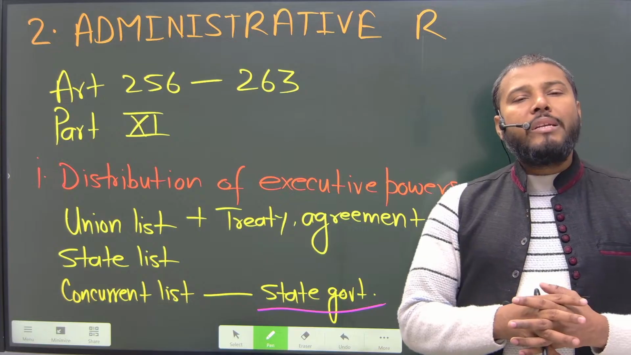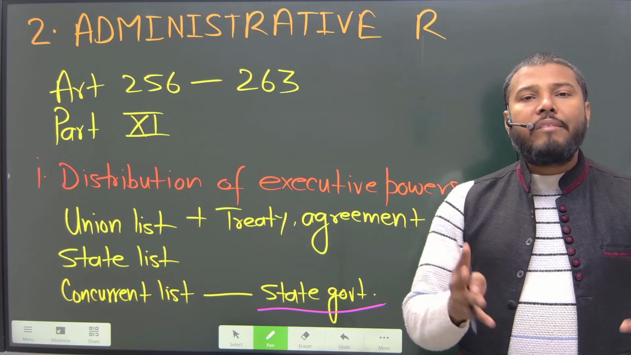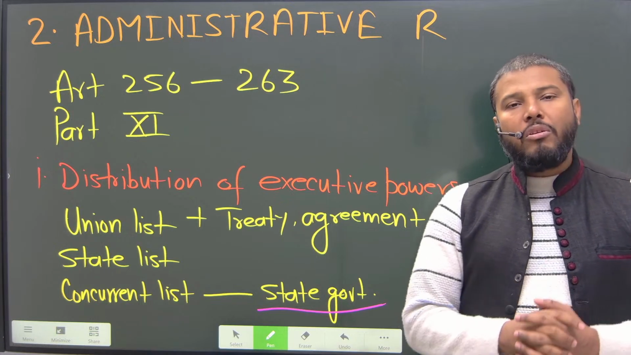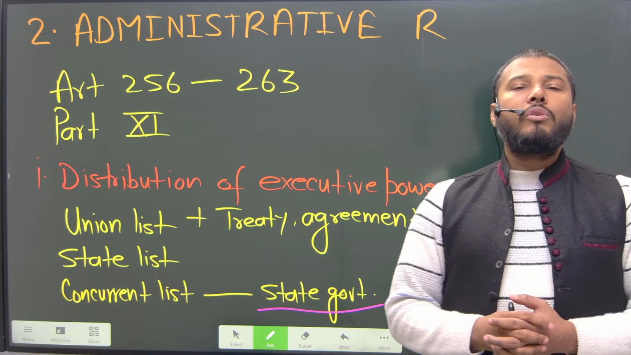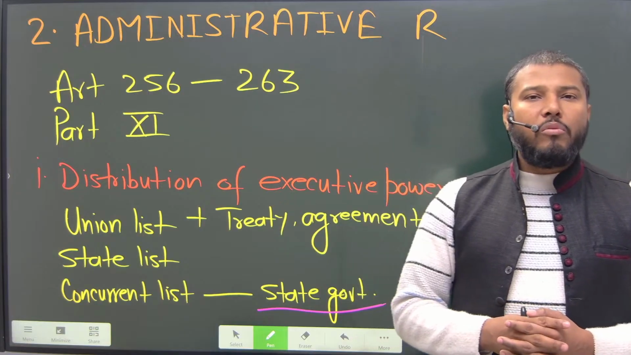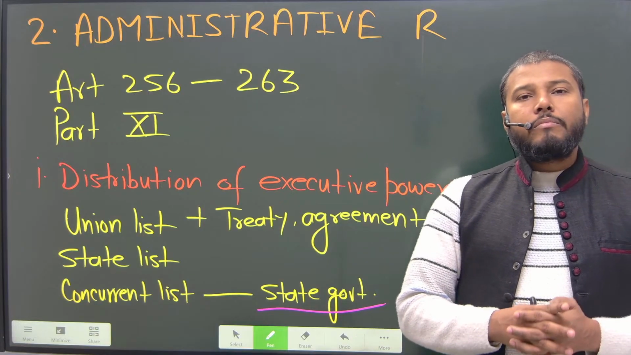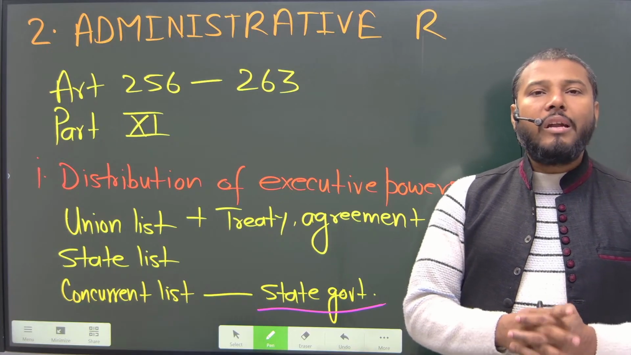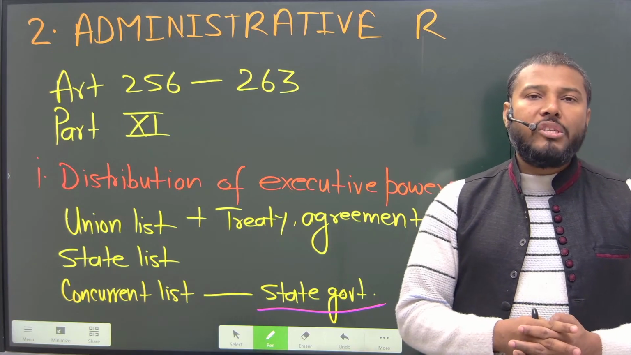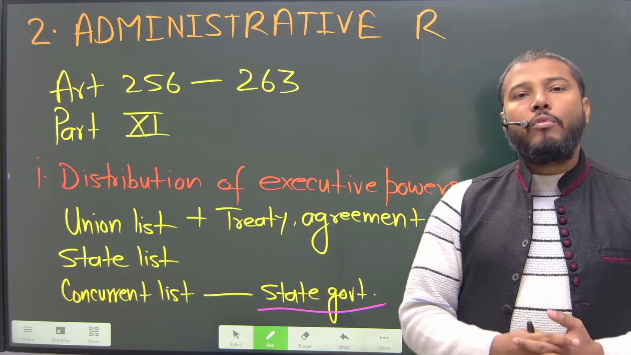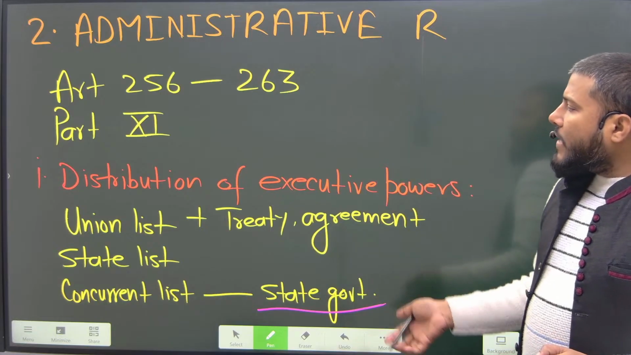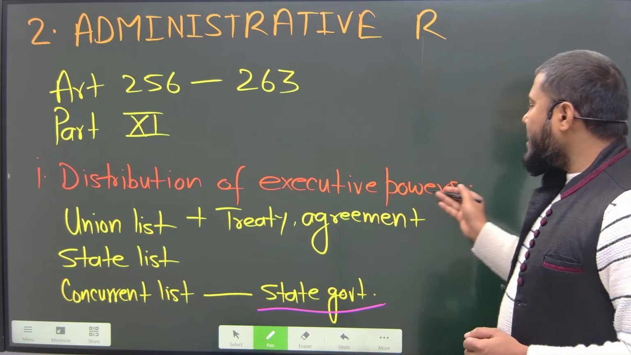Otherwise, if parliament is not explicitly clarifying who is going to govern this law, who is going to ensure the enforcement and the execution of this particular law, then by default the laws which have been made on the concurrent list, either by the parliament or by the state assemblies, shall be enforced by the state governments. Be clear about this, right? So this much we understand about distribution of executive power.